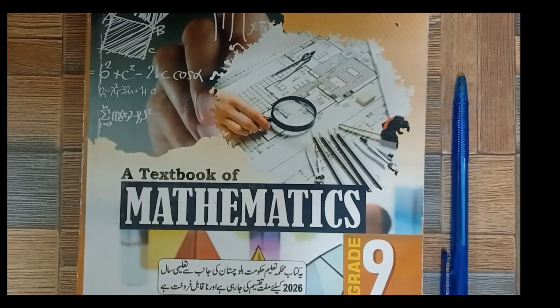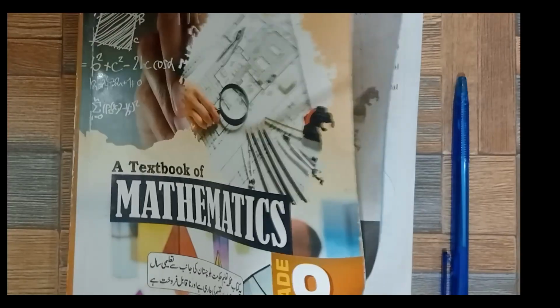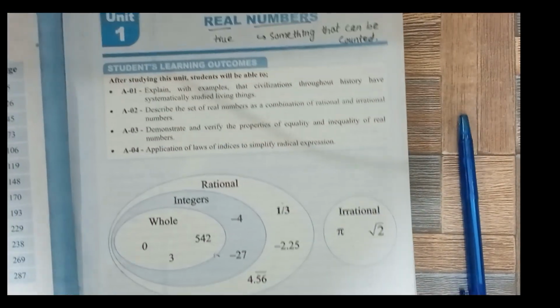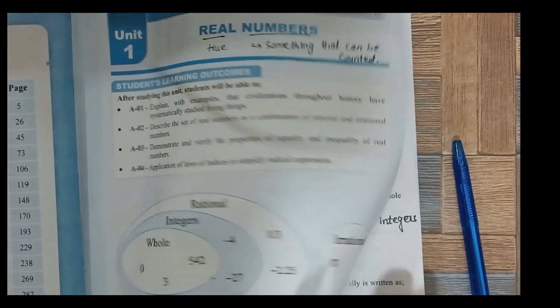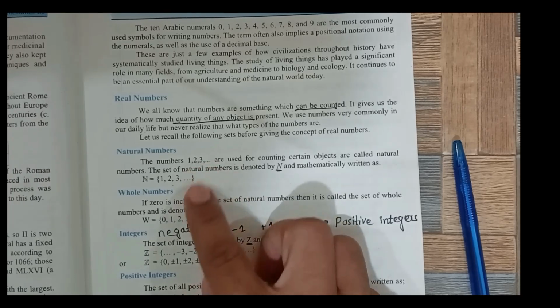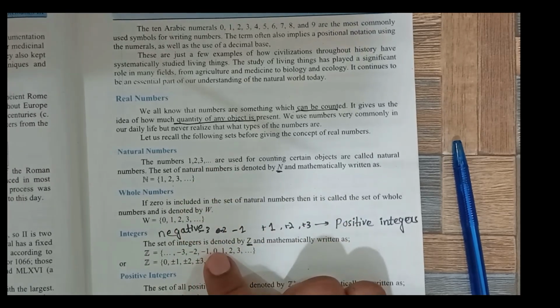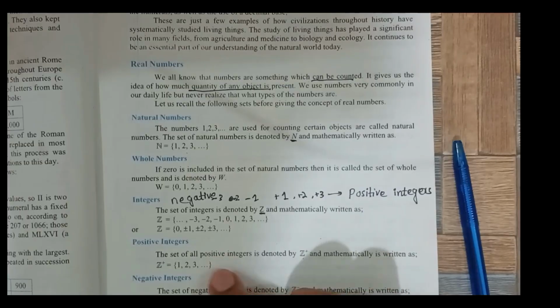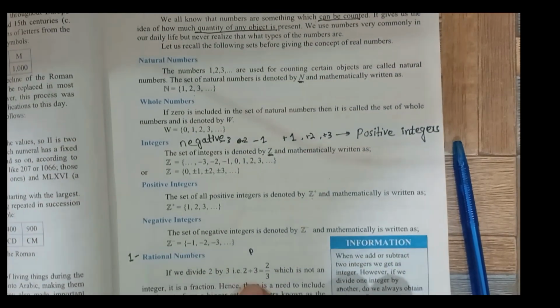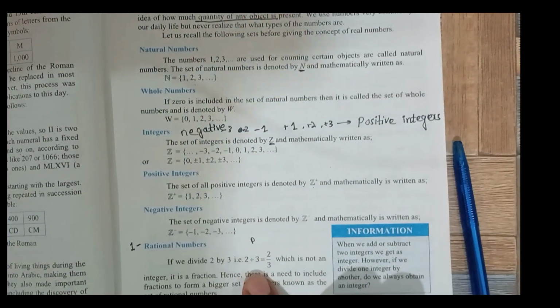So today I am going to complete the remaining portion of the introduction of the first chapter, that is real numbers. So let's start. In the previous video I defined what real numbers are. Furthermore, I discussed the natural numbers, whole numbers, integers, positive integers and negative integers. Now I will be discussing rational and irrational numbers.